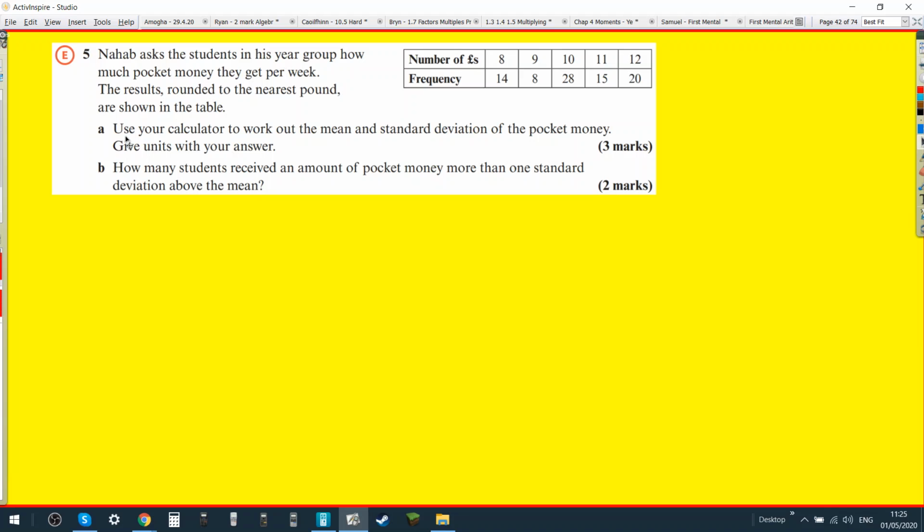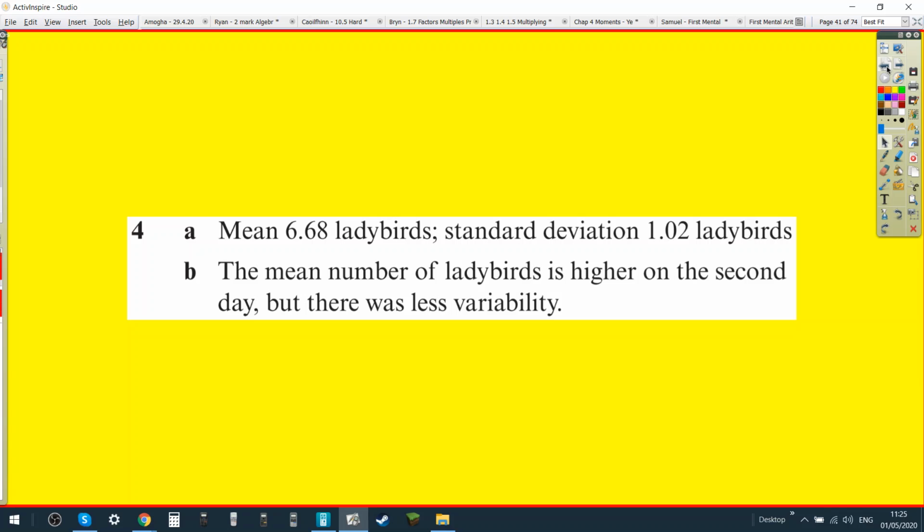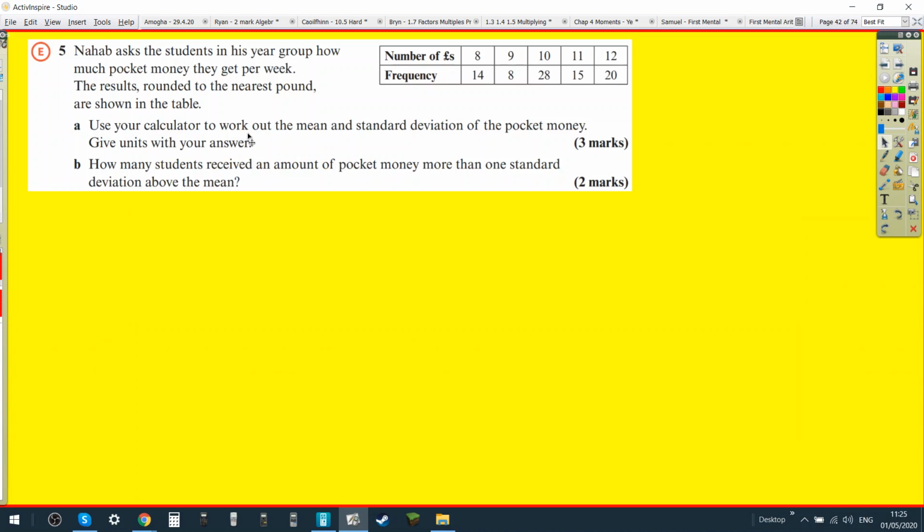So you can see there, part A, use your calculator to work out the mean and standard deviation. How many students? Oh, okay. Let's see this one. I'll use that one. So this one says, part B, how many students received an amount of pocket money more than one standard deviation above the mean?